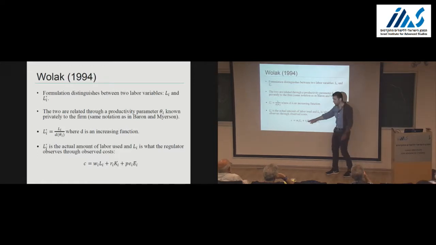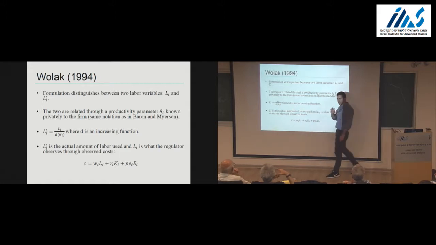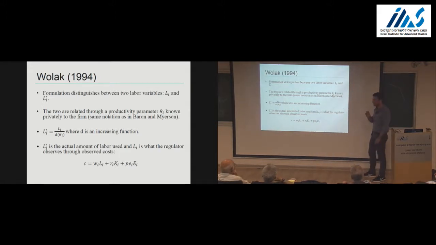Okay, the regulator is going to see some total operating costs for the firm. Okay, but that Li gets amplified by theta. So d is some increasing function of the underlying efficiency of the firm. Okay, so slightly different than Baron-Myerson. It's reminiscent. Okay, you remember Baron-Myerson was a simpler cost structure. Okay, there wasn't labor and capital. Okay, but it's a similar type of idea.